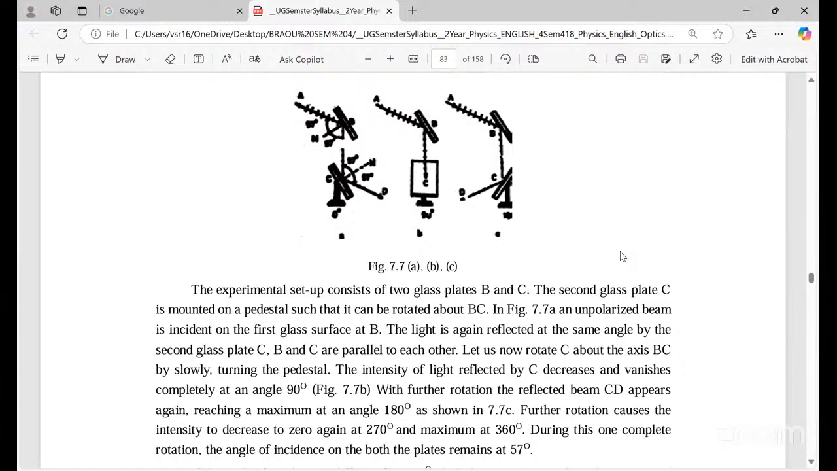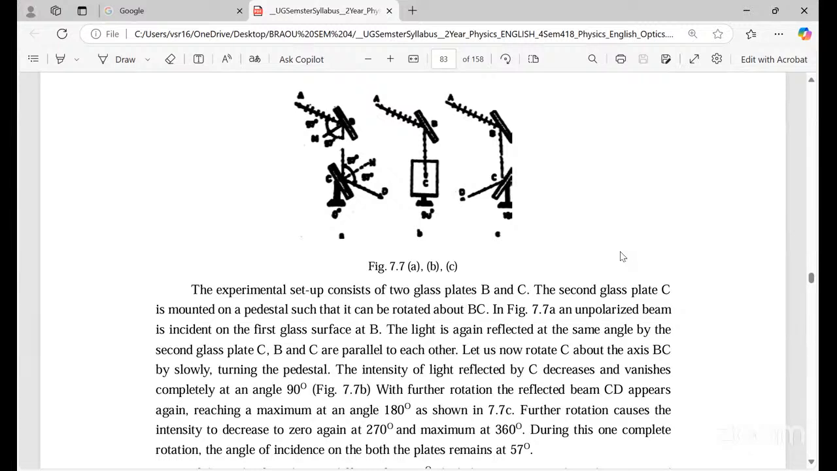You can see the experimental setup, which consists of two glass plates, B and C. The second glass plate C is mounted on a pedestal such that it can be rotated about BC. In the first figure, an unpolarized light beam is incident on the first glass surface at B. The light is again reflected at the same angle by the second glass plate C, where B and C are parallel to each other. If you rotate C about the axis BC, the intensity of the light reflected by C decreases and vanishes completely at an angle of 90 degrees.